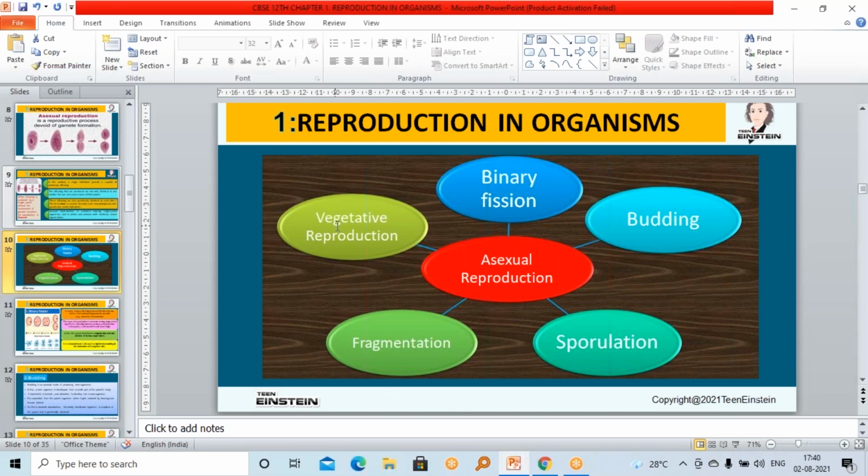So asexual reproduction is a simple and quick method of reproduction, and the individuals produced will be morphologically and genetically similar. Is it clear?